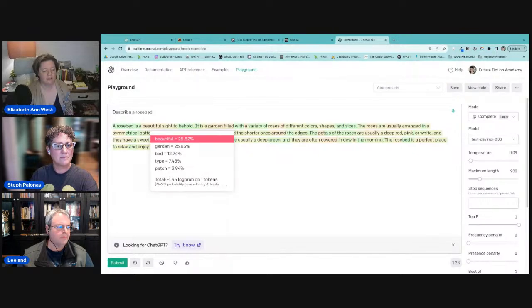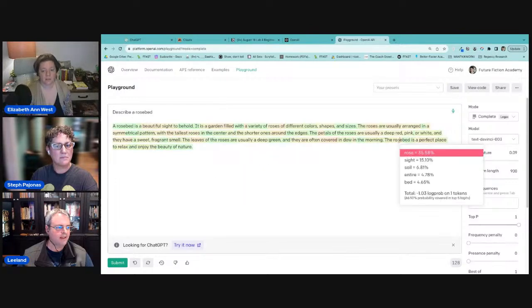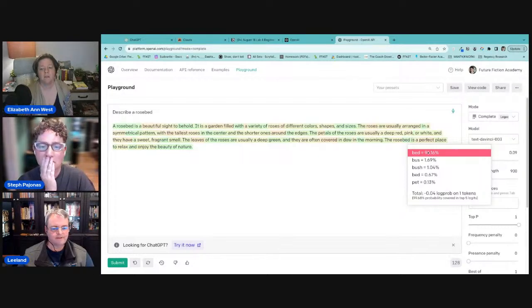Go to the bottom, Elizabeth. Last row, far right. "Rose bed" is two tokens. So "rose" was 35.58%, and then "bed" was 96.16%. But this calculation does not mean that "bed" always goes after "rose." It means that calculation was based on the tokens so far in the prompt. It's a calculation that's done on the fly.